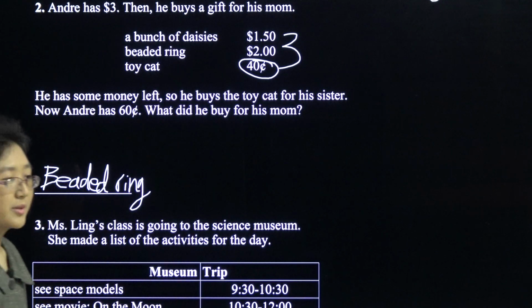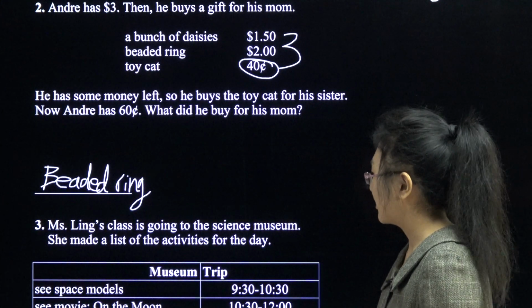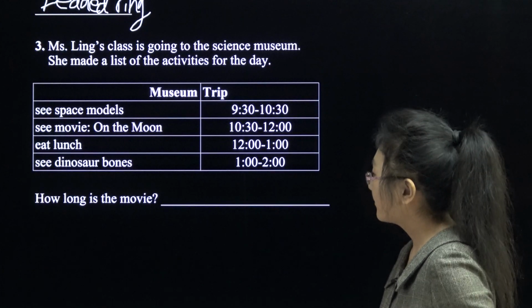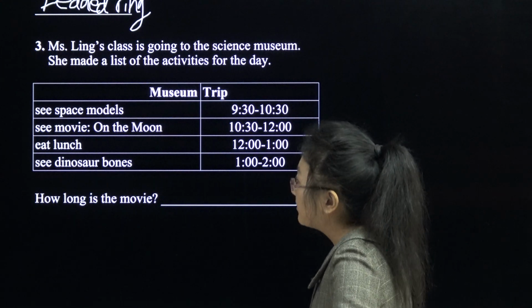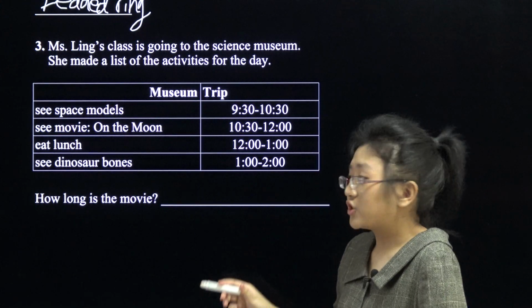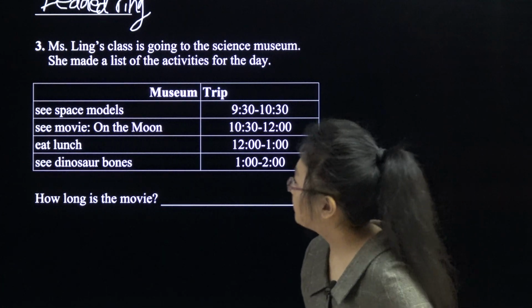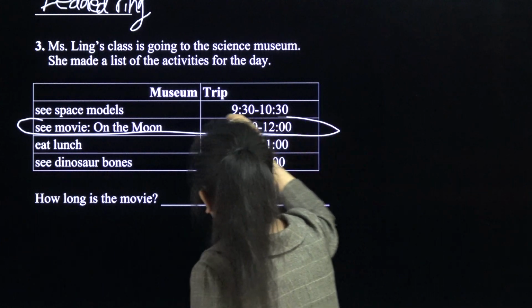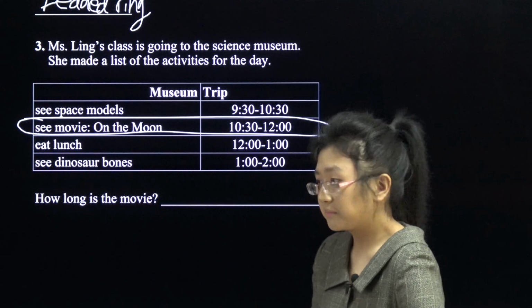Now we move on to question number 3. Miss Ling's class is going to the Science Museum. She made a list of the activities for the day. See space models. See movie on the moon. Eat lunch. See dinosaur bones. How long is the movie? Well, there's only one movie on the moon. And that's 3:30 to 12.